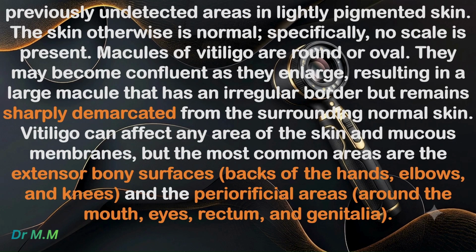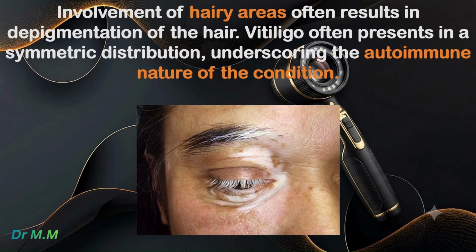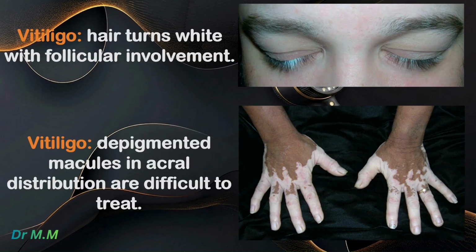Vitiligo can affect any area of the skin and mucous membranes, but the most common areas are the extensor bony surfaces, backs of the hands, elbows, and knees, and the periorificial areas, around the mouth, eyes, rectum, and genitalia. Involvement of hairy areas often results in depigmentation of the hair. Vitiligo often presents in a symmetric distribution, underscoring the autoimmune nature of the condition. Vitiligo, hair turns white with follicular involvement. Vitiligo, depigmented macules in acral distribution are difficult to treat.